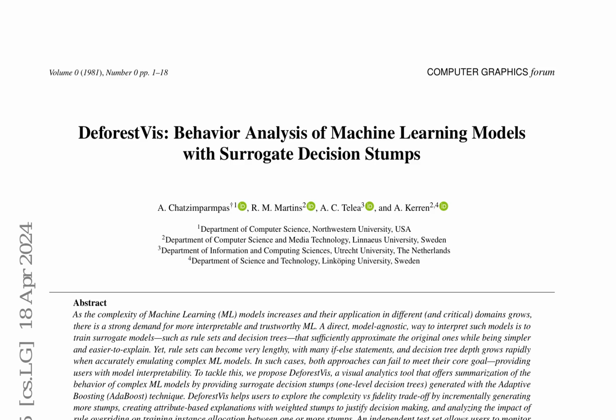DeforestVis is a visual analytics tool designed to analyze the behavior of machine learning models using surrogate decision stumps. It provides an interactive visualization that allows users to understand how each feature contributes to the prediction outcome, as shown in Figure 6. This figure illustrates the analysis of decision stumps, explaining how slight insulin amounts classify patients as diabetic. By hovering over a feature, users can trace the path of how the aggregated rule was created.